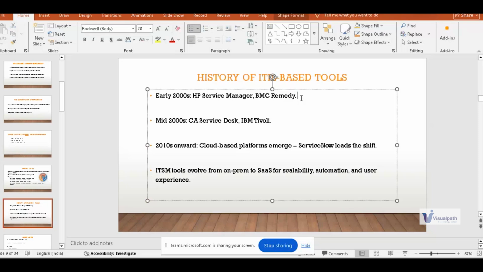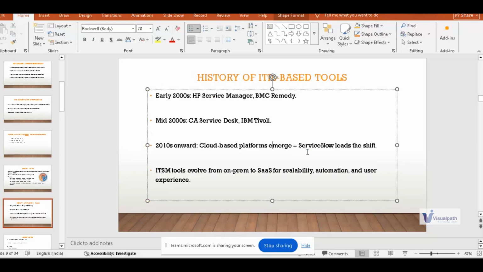These are not cloud-based. They are server-based. I remember installing a server and a client into the systems and working on it. Then we had Citrix, CA Service Desk, and IBM Tivoli.